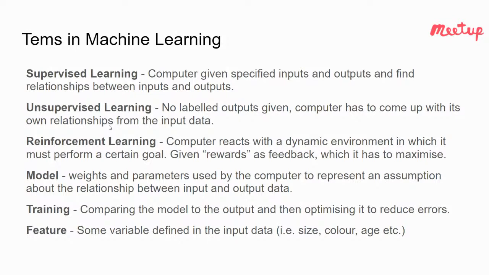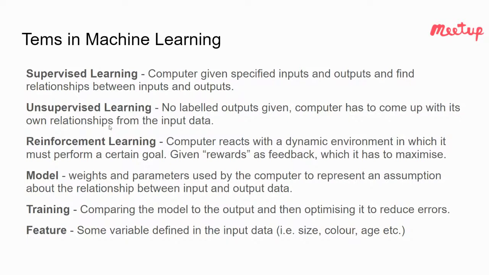Other terms, we have models. Models are how we describe the things that we do to make predictions or classifications in machine learning. They usually have weights and parameters, often stored in some file. They represent an assumption about the relationship between input and output data, but then you have to optimize it. That's called training. You compare the model to the output, and then you change your weights and parameters until the model produces an output that reflects real life or reflects your test data.